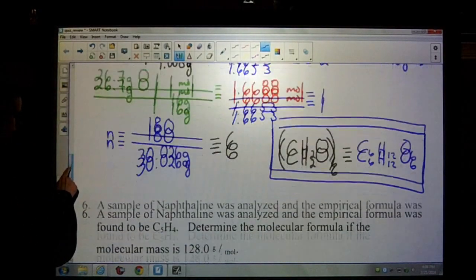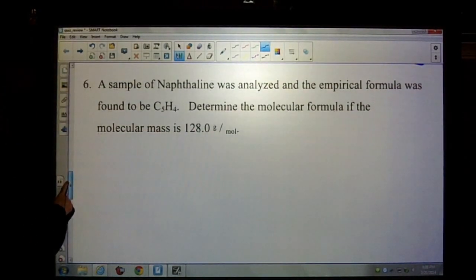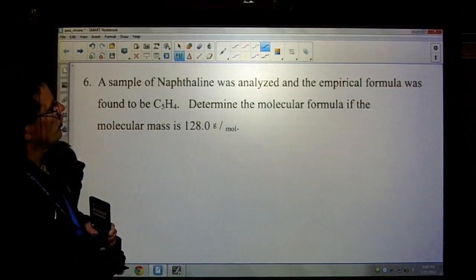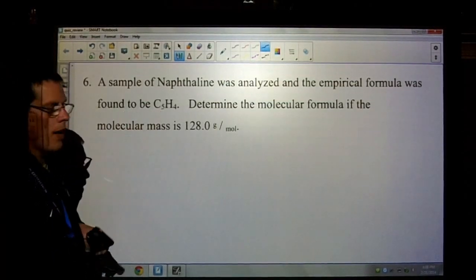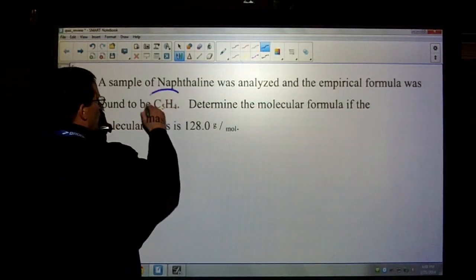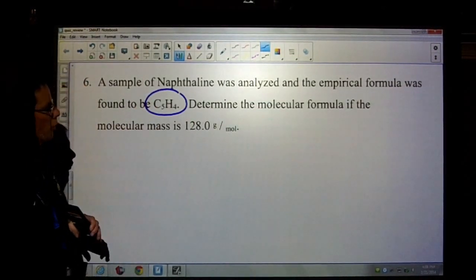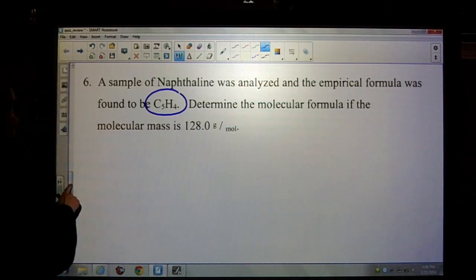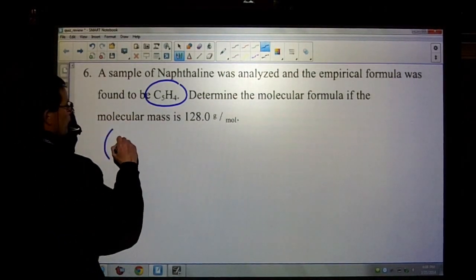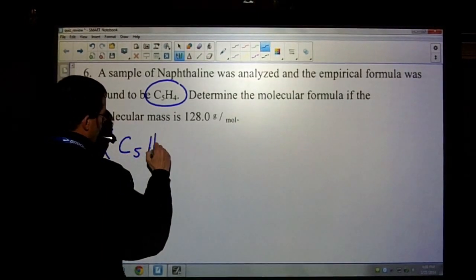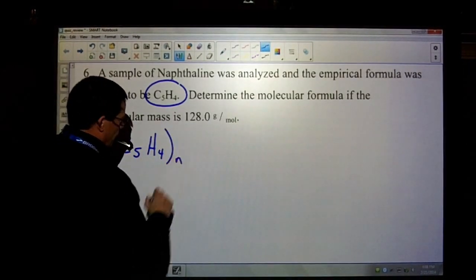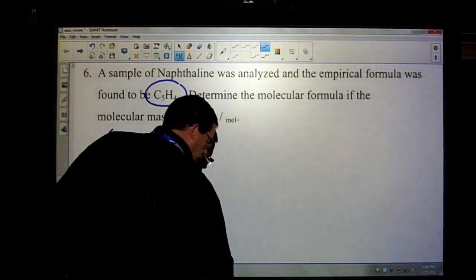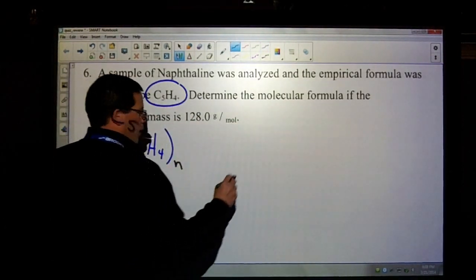All right, number 6. A sample of naphthalene was analyzed and the empirical formula was found to be, how nice, I gave you the empirical formula, C5H4. Determine the molecular formula if the molecular mass is 128 grams. So in this scenario, you're actually given the empirical formula, so you don't have to calculate it. So all we have to do is calculate for N.